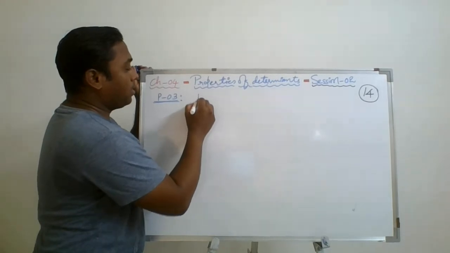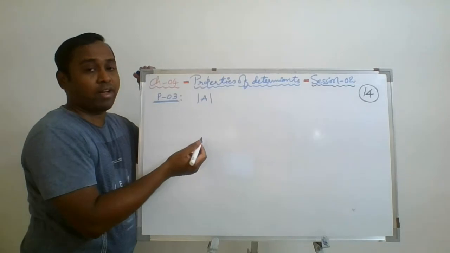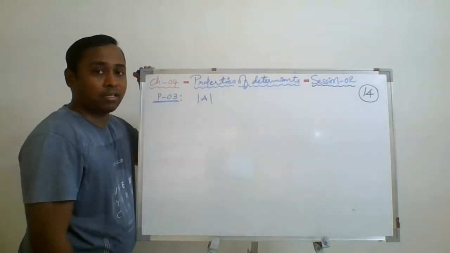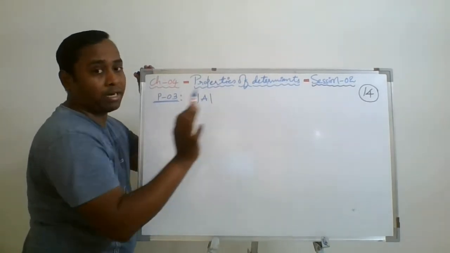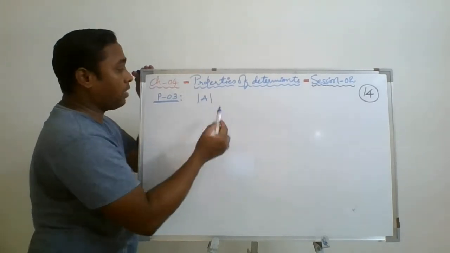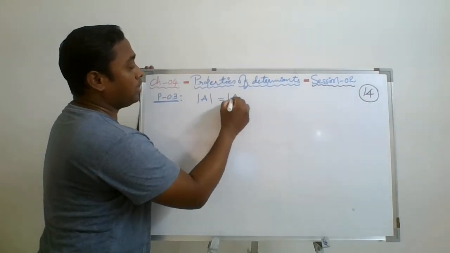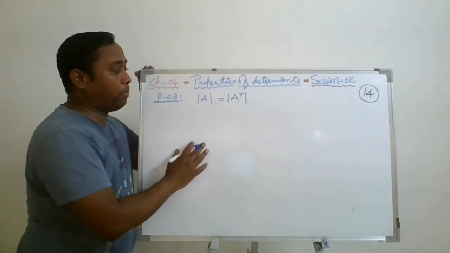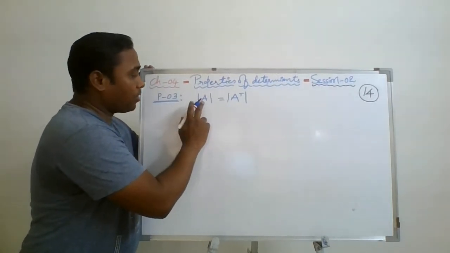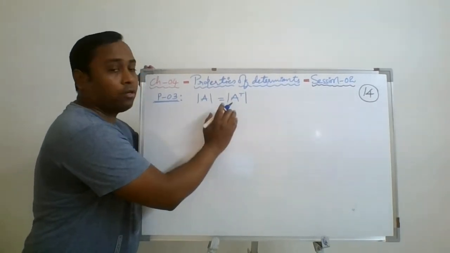What they are saying is that the determinant of a square matrix, no need to say square matrix again and again, because determinant exists only for a square matrix. Other than that, no other matrix will have a determinant, right? So the determinant of a square matrix A is equal to the determinant of its transpose. It means that after doing the transpose also, the determinant value will not change.